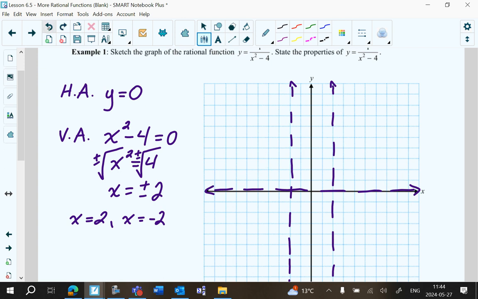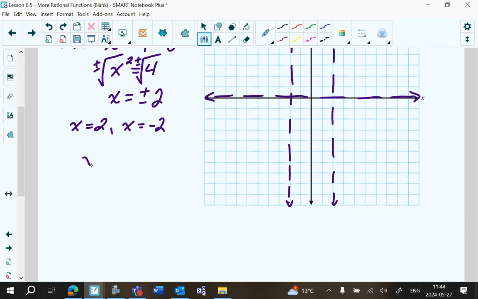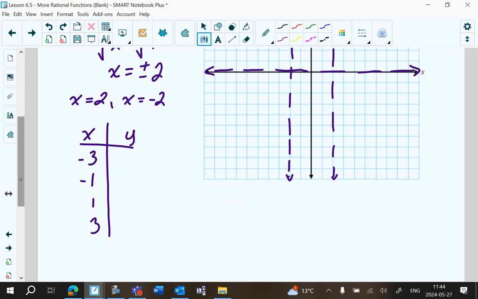So to find that out, we need to do a little table of values. And remember what I said, how to do the table of values? Pick one to the left of the asymptote and one to the right. So if it's negative 2, we're going to pick negative 3 and negative 1. And if it's positive 2, we're going to pick 1 and 3. And we've got to calculate these.